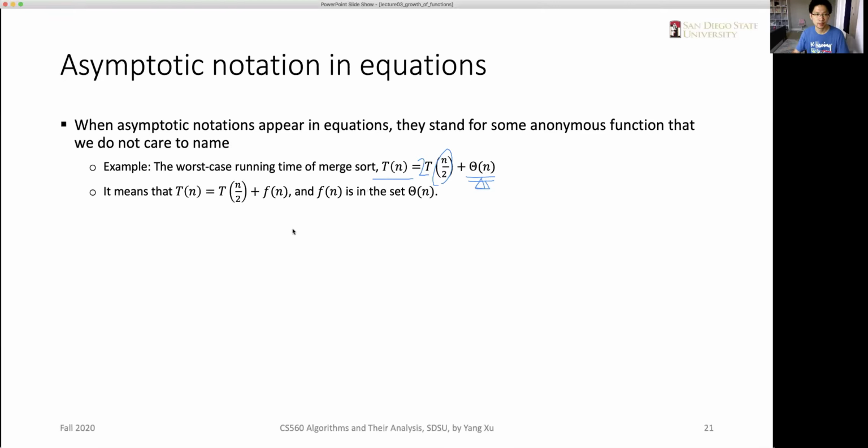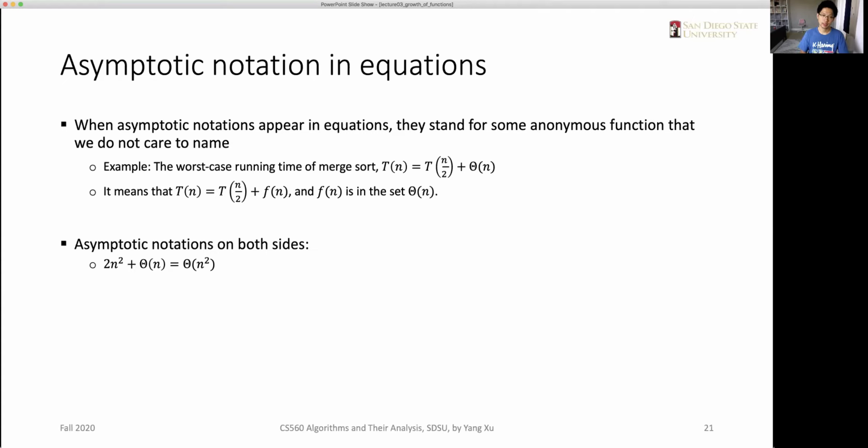So it simply means that the running time is 2 times T of n over 2 plus some function f of n, and the f of n is in the set big theta of n. So we don't want to use this as an additional step, and we simply put the big theta of n here. And we can put asymptotic notations on both sides.